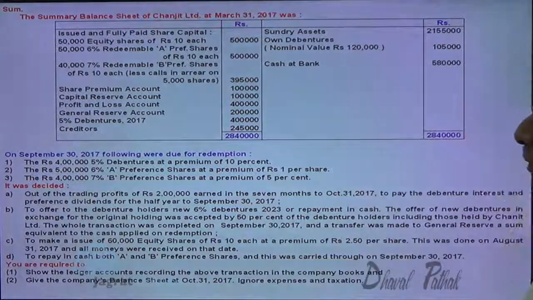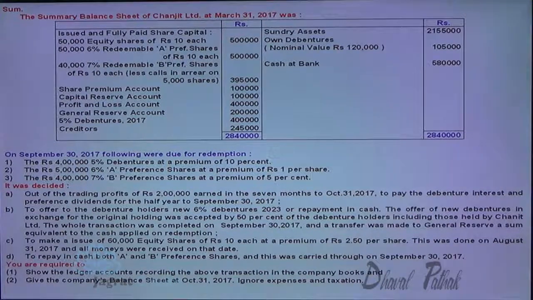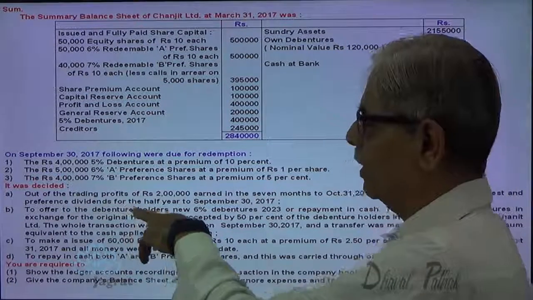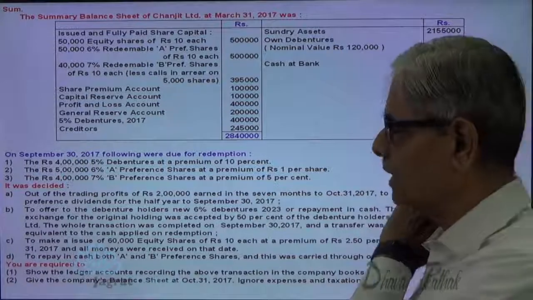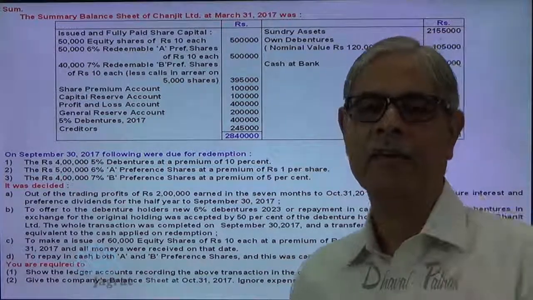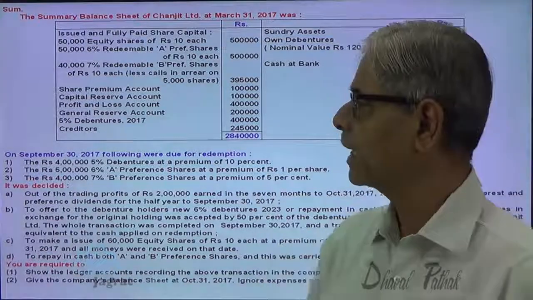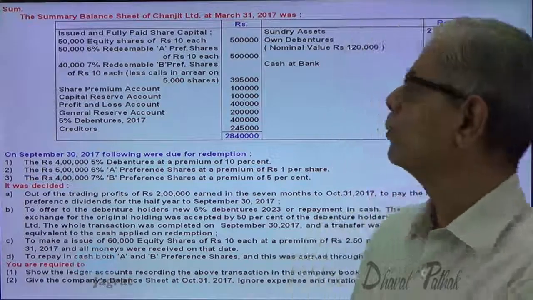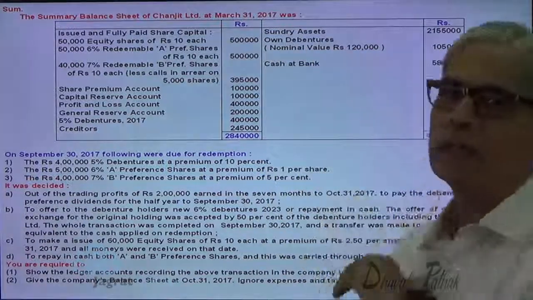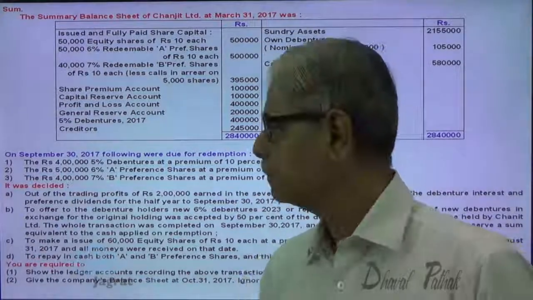Out of the trading profits, 2 lakh earned in 7 months up to 31st of October 2017, to pay the debenture interest and preference share dividend for half year to 30th September 2017. So for half year we are required to pay preference share dividend, and for half year we are required to pay debenture interest. On this debenture liability, if you pay interest, you will earn interest on the investment in own debenture. That's an important point to be remembered by the students.